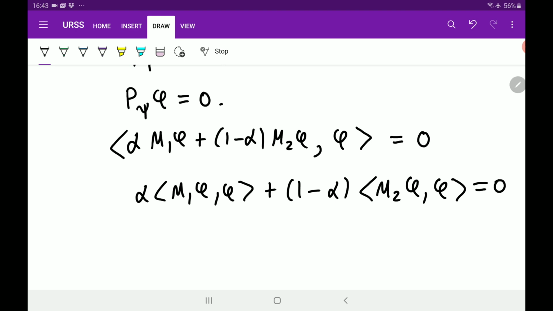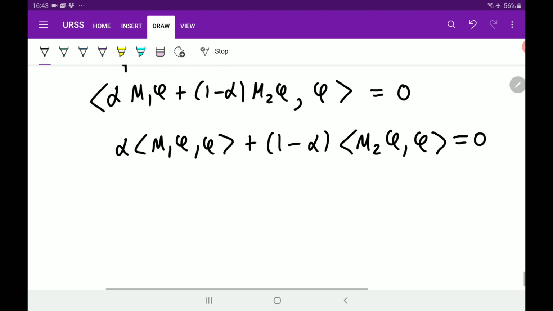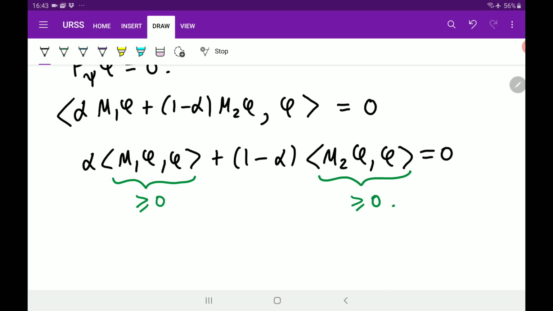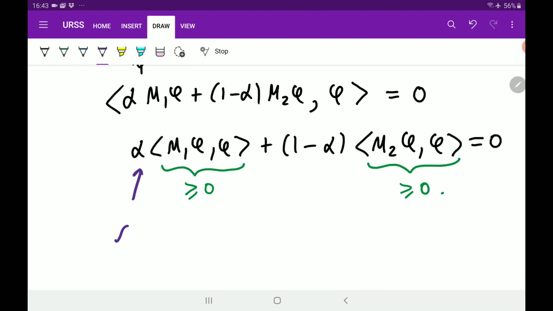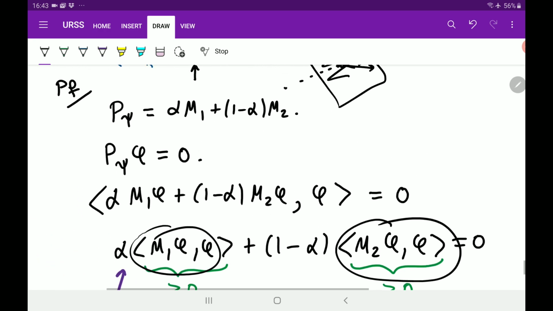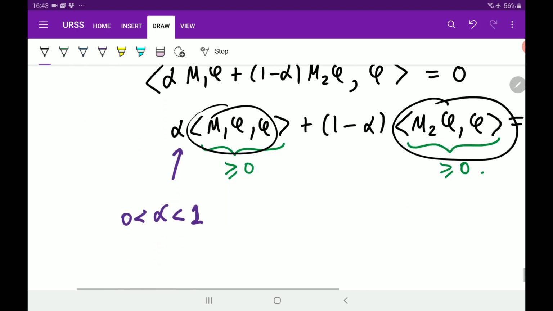Well, linearity in the first argument, rather. We get this. Now, the next step would just be to notice that M1 and M2 are density matrices, so this is non-negative and this is non-negative. The only way for this combination to equal 0, because alpha is strictly bigger than 0 and strictly less than 1, is if this is equal to 0 and so is this. And that proves this.